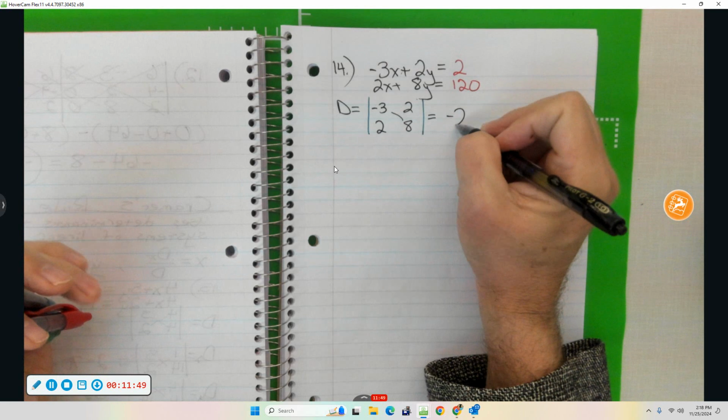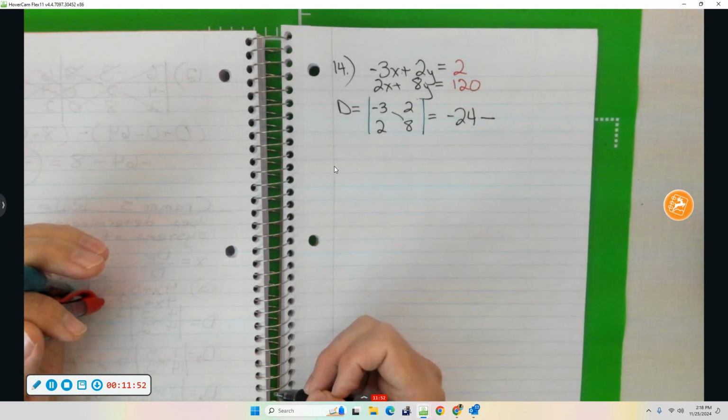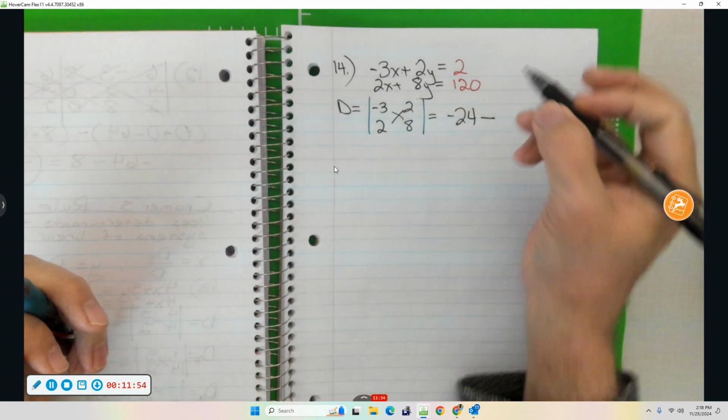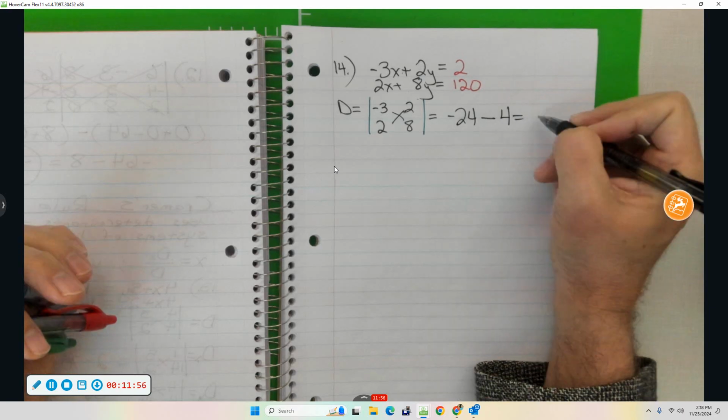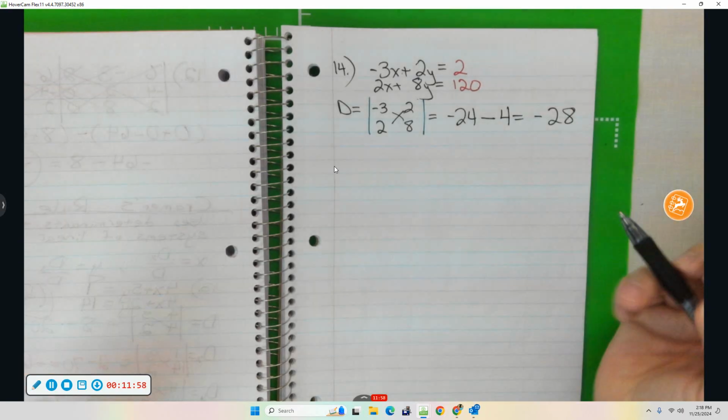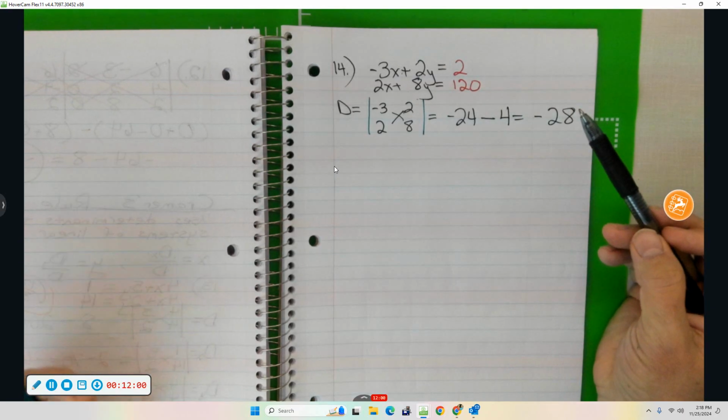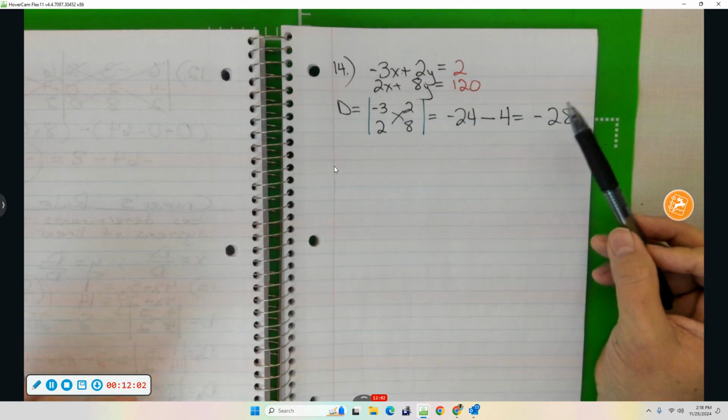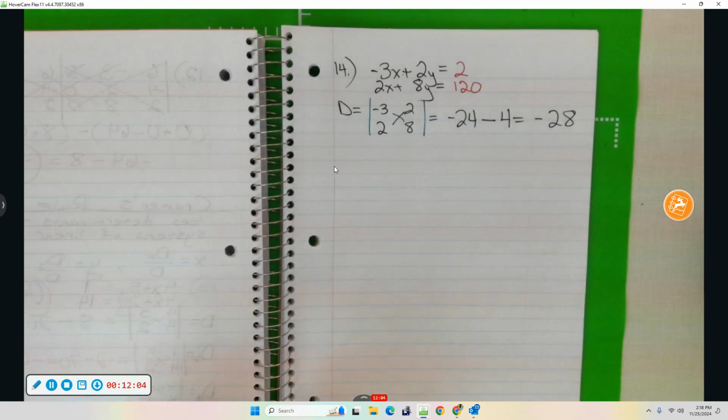Multiply, negative 24, minus multiply, 4, gives us a negative 28. And remember, that's what you're dividing by each time. So you better make sure you got this d value correct.